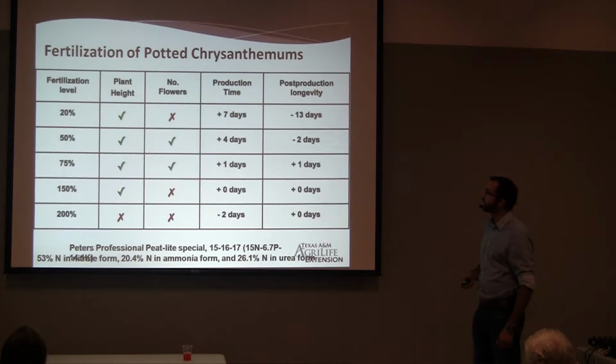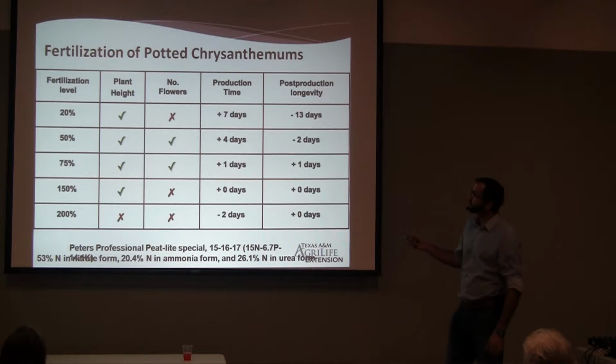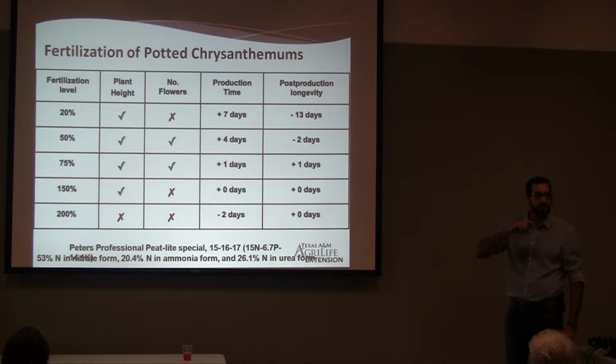Now, with chrysanthemums, the challenge is, and it depends on if you're in a nursery production setting or if you're in a landscape setting, you're a homeowner. So this is all doing comparisons of, let's say, plant height of these different levels of fertilization compared to the recommended level. So anytime there's a check mark, that means that they did well. So you could use any of these percentages and it won't impact the plant height compared to the recommended level. However, the number of flowers is decreased if you use only 20%. So you want to use at least 50%. The production time also increased a little bit, and the post-production longevity also decreased a little bit at 50%. In a landscape, this isn't going to matter all that much if it takes an extra 4 days to produce or an extra 4 days for it to grow to a certain stage.